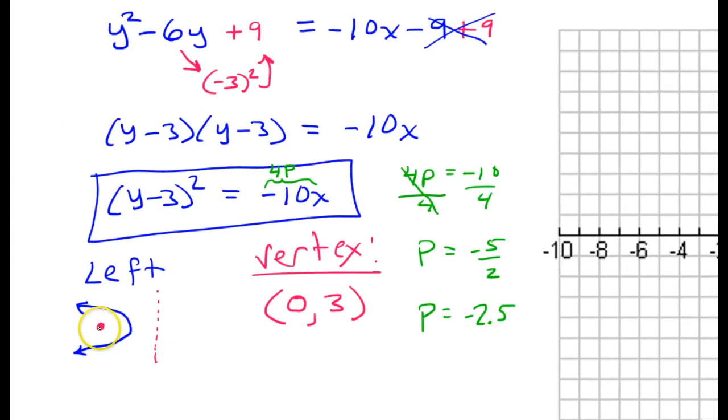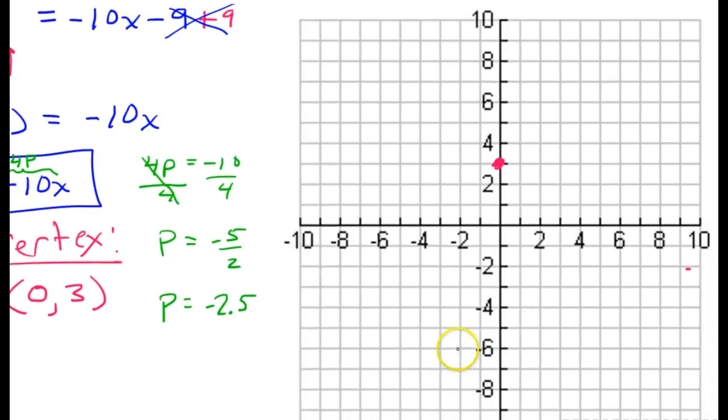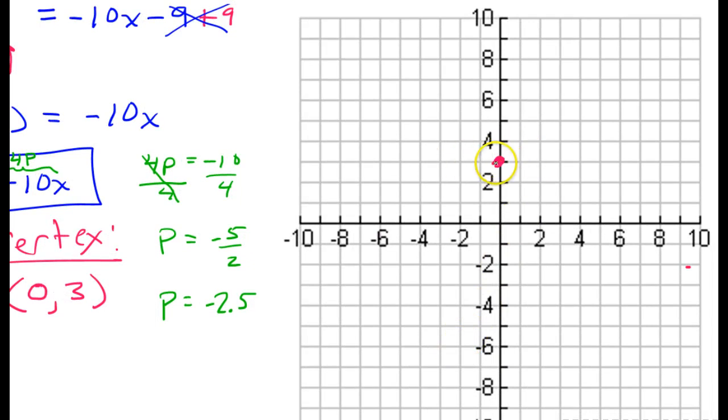I know that my focus will be to the left of the vertex. Now I know that it will be negative 2.5. 2.5 to the left. So if I go 2.5 to the left, that tells me that my focus is right here. While I'm at it, the directrix should be the same distance in the opposite direction. So if I go 2.5 to the right, here is my directrix. Okay, I'm trying to draw this right down the middle, but it's tough.